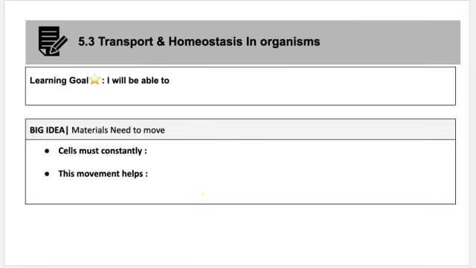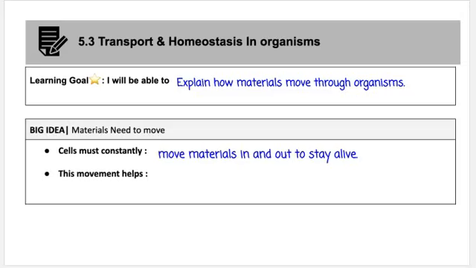Lesson 5.3, Transport and Homeostasis. In this lesson, you will be able to explain how materials move through organisms. The big idea in this is that cells have to constantly move materials in and out to stay alive. The movement is what helps maintain homeostasis, or internal conditions. So if nothing moves in or out, then the cell will not survive.